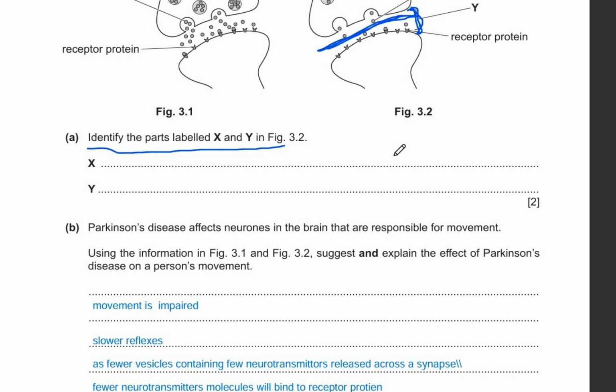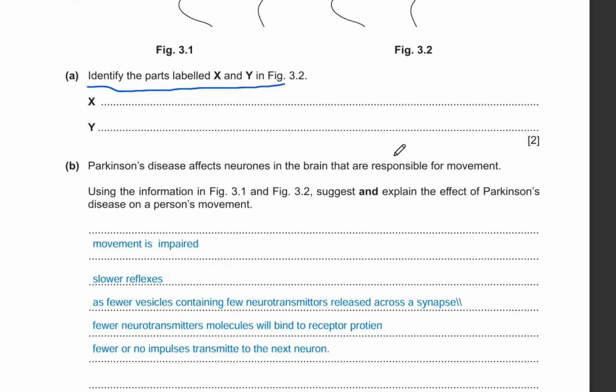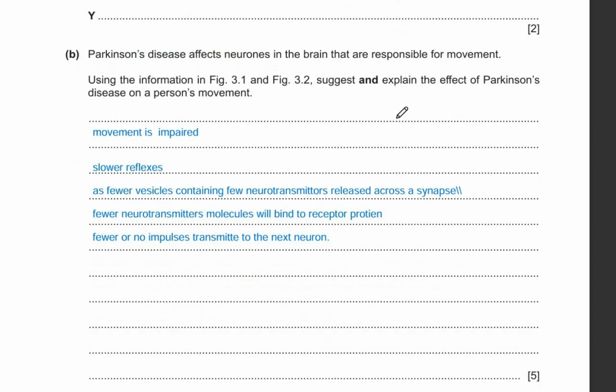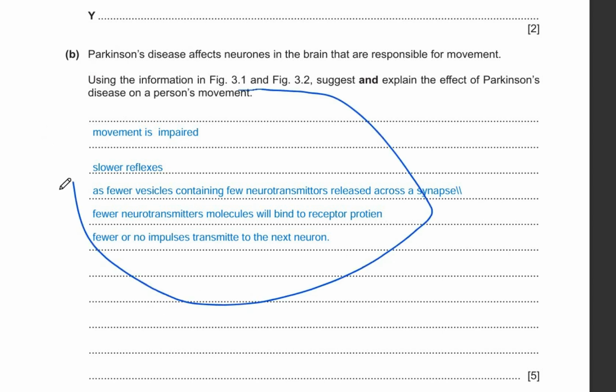Why? Because fewer vesicles release neurotransmitters across the synapse, and then fewer neurotransmitters will be binding to the receptor protein, right? And hence fewer impulses will be generated in this neuron, which will slow or impair the responses. Correct? So this is the answer to this question. You can easily read it from here.